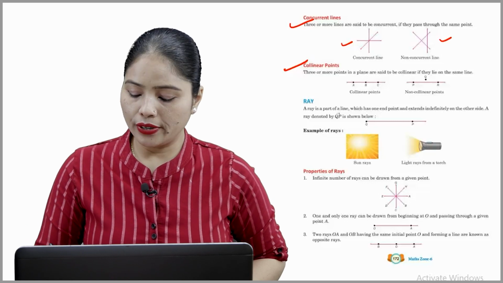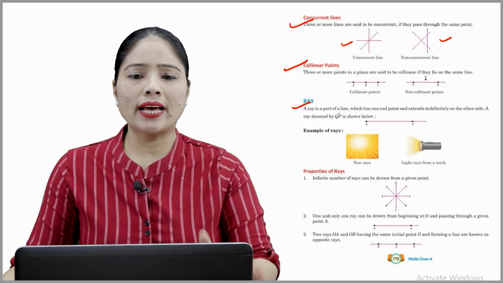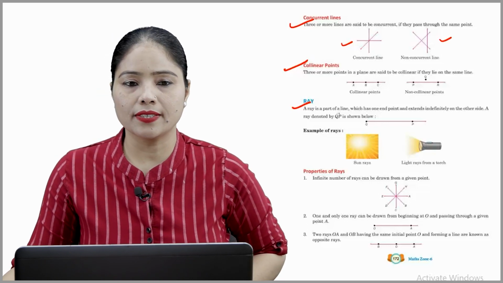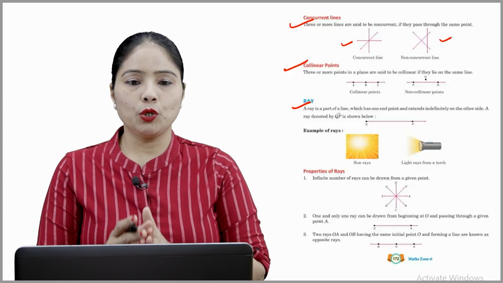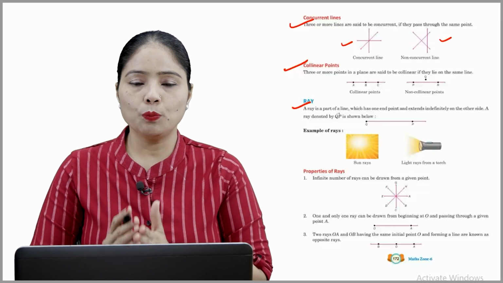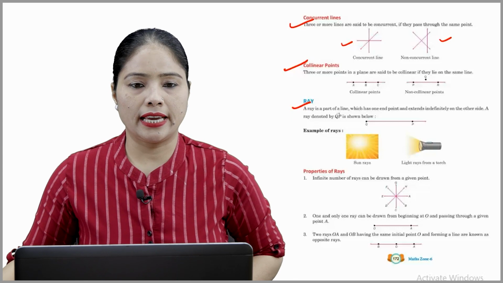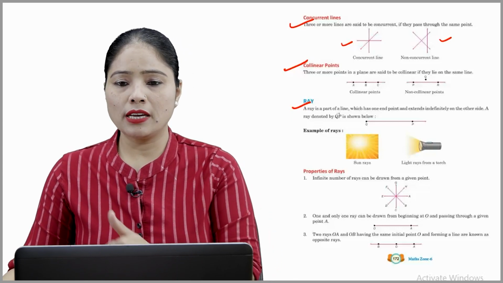Okay. Now ray. A ray is a part of a line which has one end point and extends indefinitely on the other side. A ray denoted by QP is shown below. Like Q and P, okay? Q particularly इस point से start हो रहा है और वो एक तरफ आगे बढ़ता जा रहा है. Examples of rays are like sun rays, light rays from a torch.